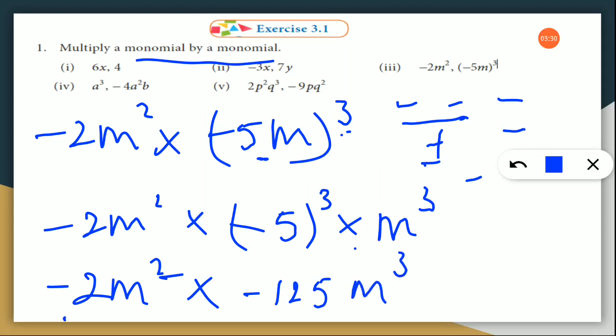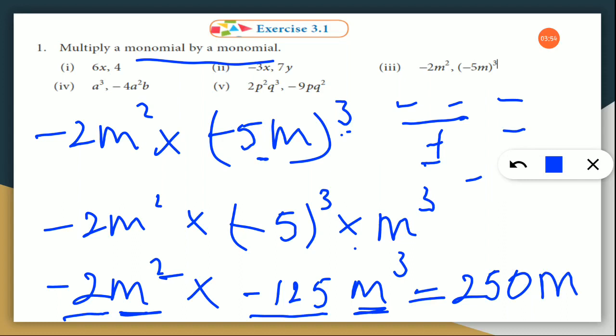Now we are going to multiply this minus 2 and minus 125. Now two negative values are multiplied, so the answer will become a positive value. Very good. So the answer will be 250. And then there are two variables with the same base. So shall we add the powers now? So m power 2 plus 3. So what will be the answer? 250 m power 5 will be the answer.